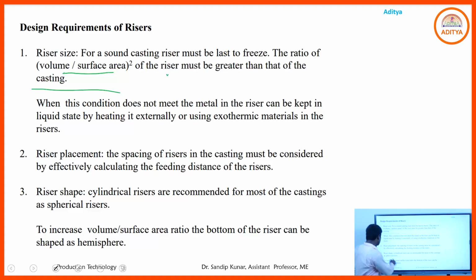Okay. Third one, riser shape. So different types of shapes are there, but which type of shape is economical in case of riser? Cylindrical type risers are recommended in the casting process. That type of shape is the most economical for providing the extra metal to that particular casting process. Cylindrical type riser is the most economical shape in case of riser.